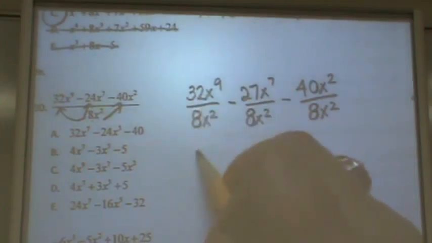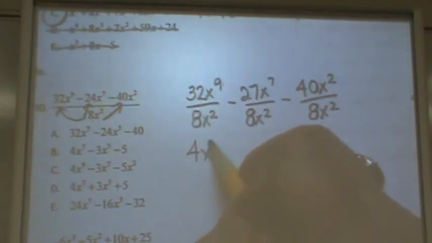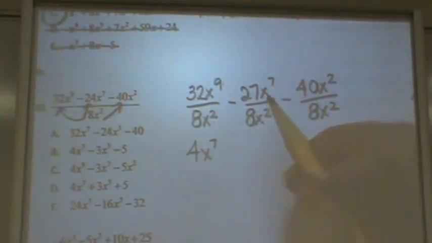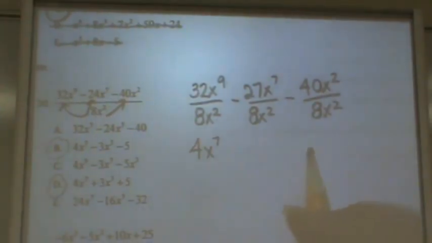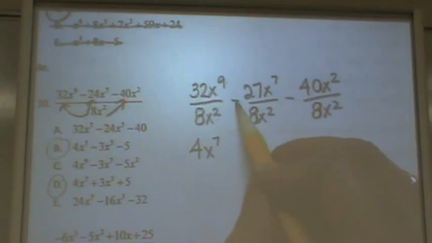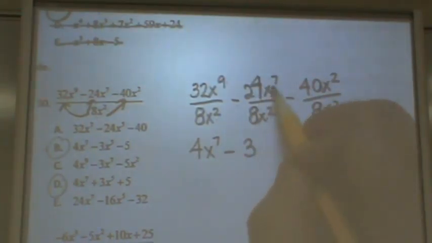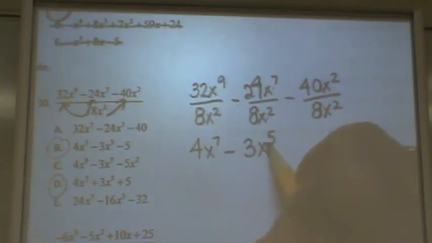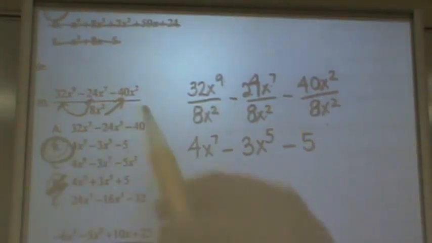So 8 goes into 32 4 times, and since these are the same, we're going to subtract the exponents, it's x to the 7th. So I already know it's between B and D, one of those two. Now, how do I know which one it is? Well, it's going to be a subtraction here, and this is supposed to be a 24. 8 goes into 24 3 times, and then we're going to subtract these two, 3x to the fifth. So I already know what the answer is, and that is obviously -5. So B is the correct answer for 30.